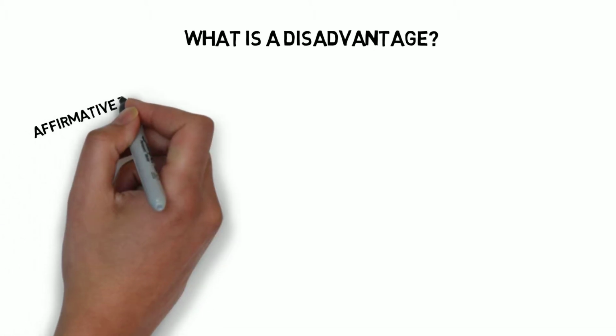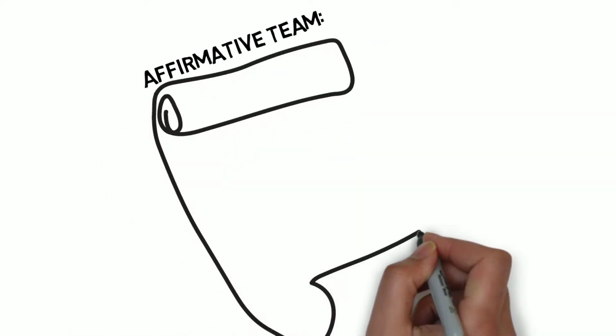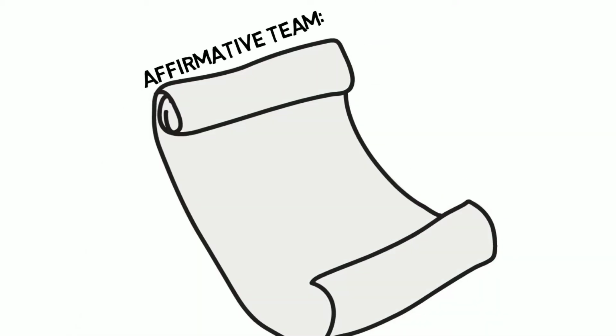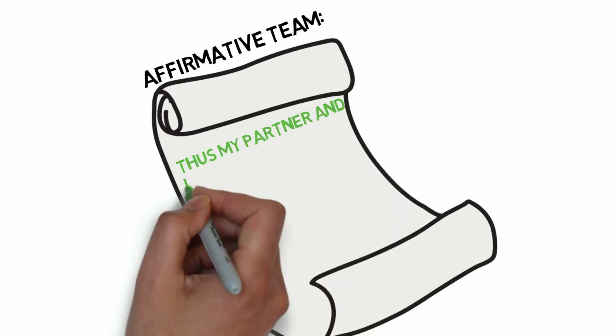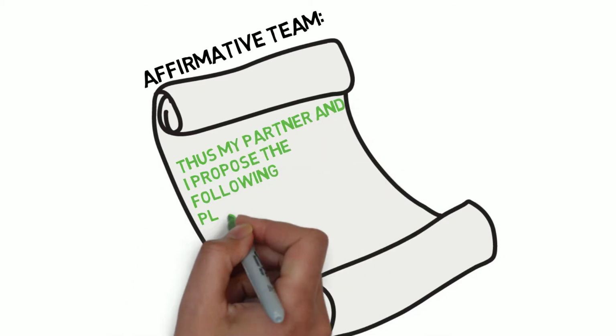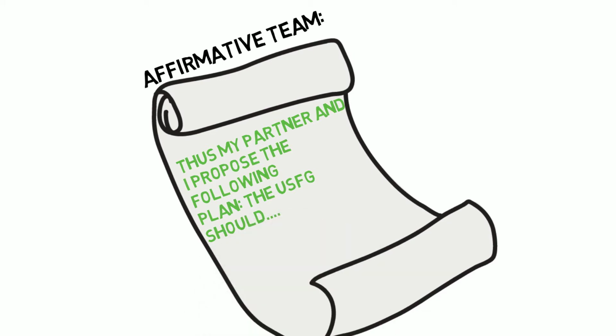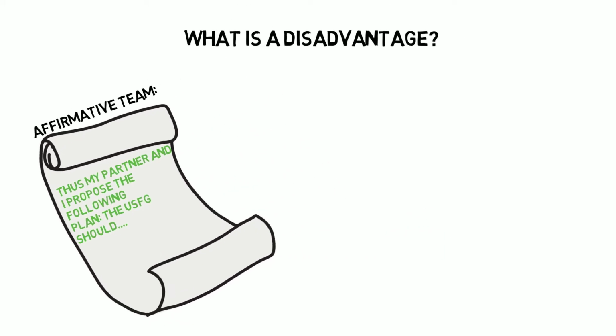In a debate round, the affirmative side will get up and present their case. Each case has a plan, and it usually goes something like this. Thus, my partner and I propose the following plan. The United States federal government should do something to change the status quo.